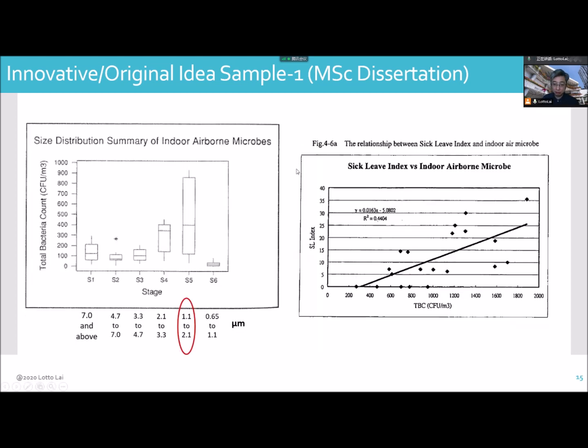This is the original idea. We found the most common size of the airborne indoor microbiome, and also a positive correlation between the sick leave index and the indoor airborne microbiome. This means the higher the bacteria concentration, the higher the probability our staff take sick leave.